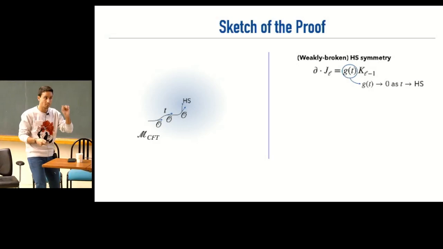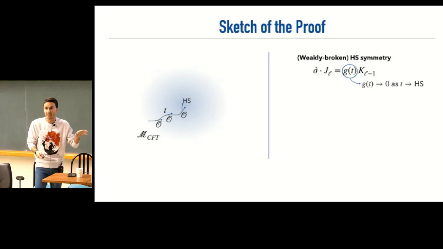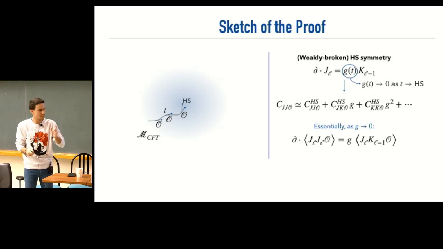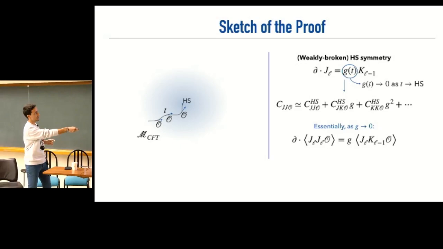Why is this useful? Because essentially I'm just breaking a symmetry. And that means that I can take the correlators and expand them in a series of G. Let me first explain how this goes, but very sketchily. The idea is that as G goes to zero, I can take the divergence of the correlator, and then it will just spit out a G and change the J by a K just by using this equation.